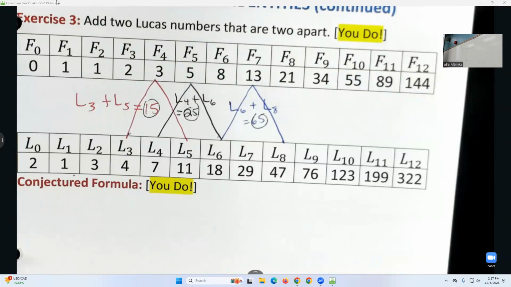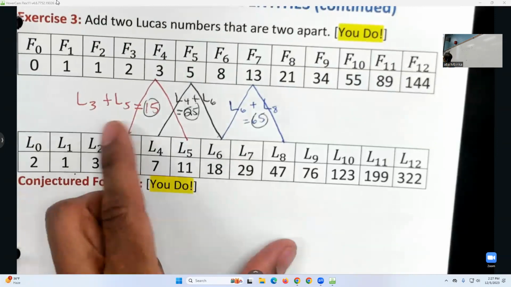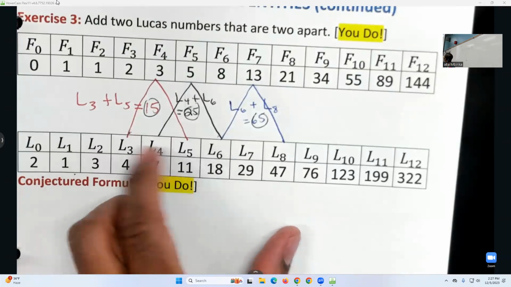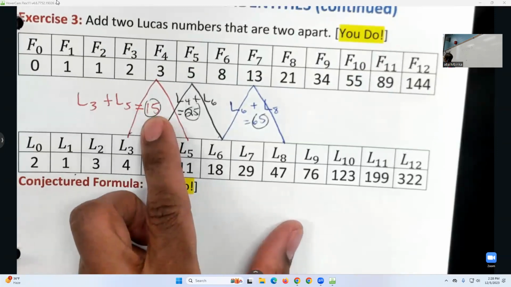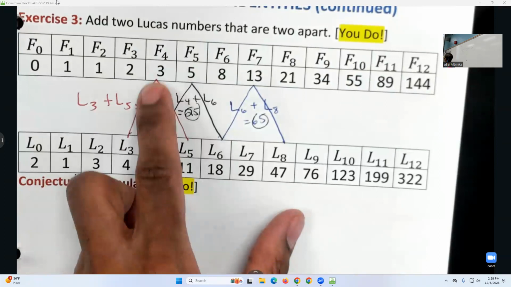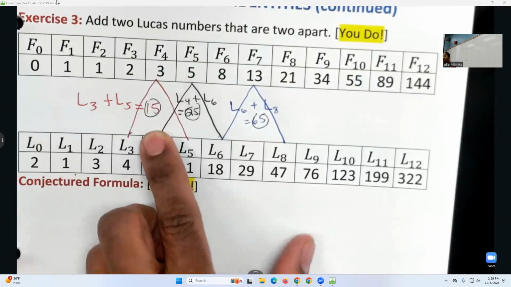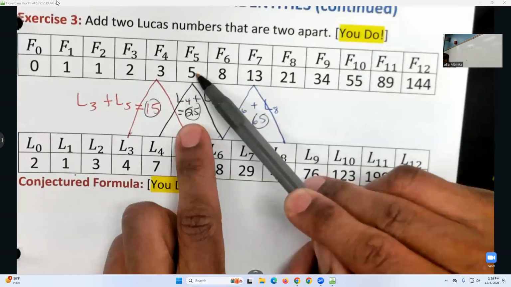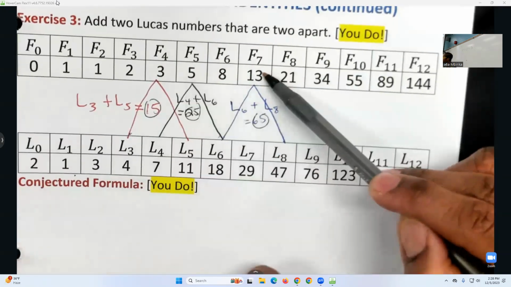So I'm noticing that L3 plus L5 is 15, then F4 is 3, and 3 times 5 is 15. Is that what you're gonna say, Ariella? Yes, 3 times 5 is 15. 5 times 5 is 25. 13 times 5, people say, is 65.